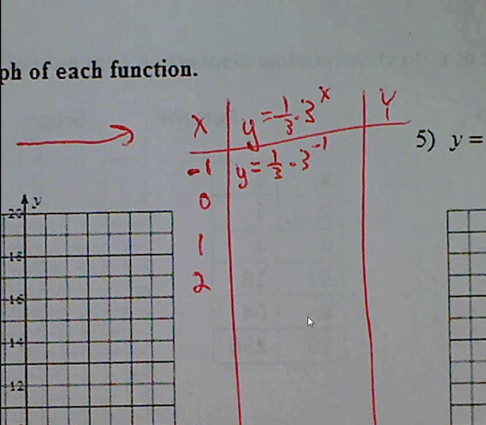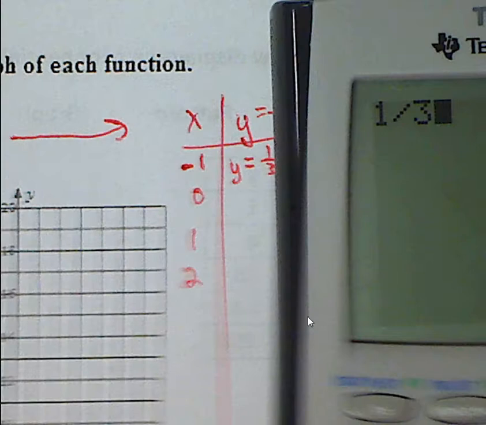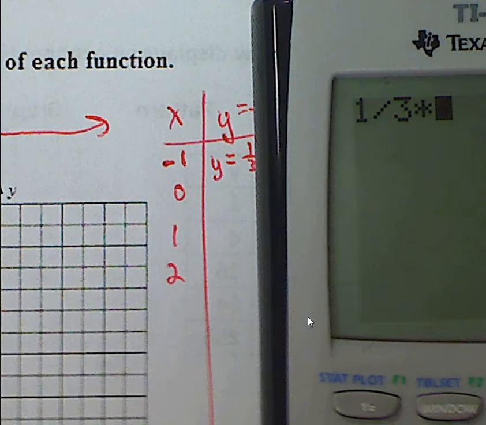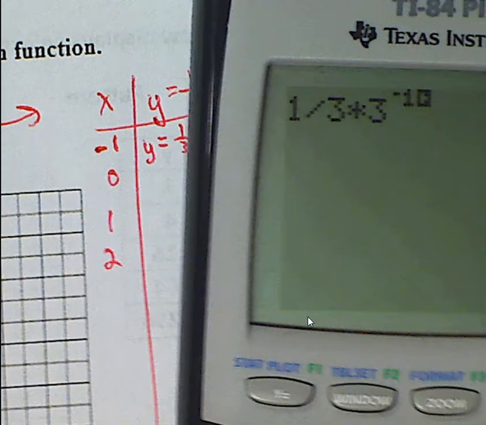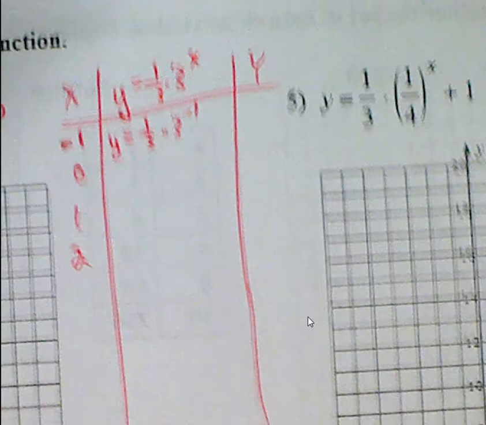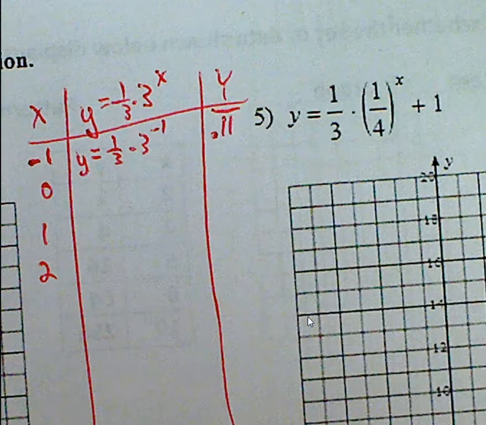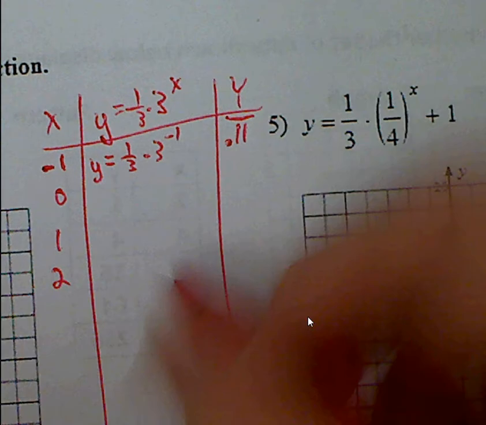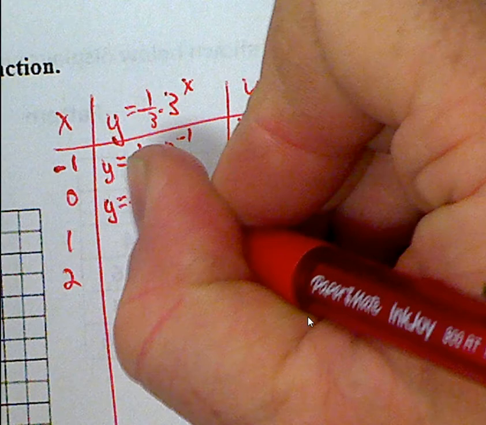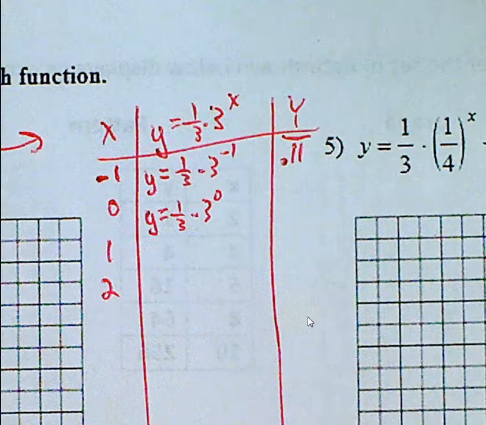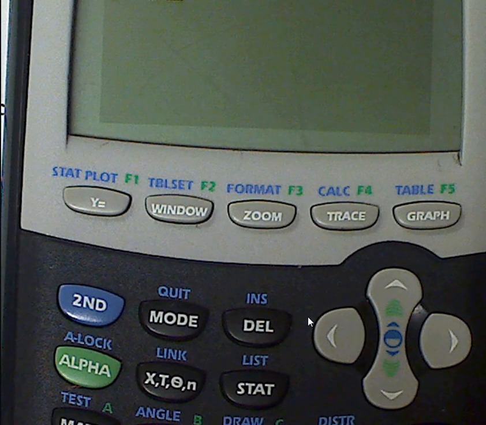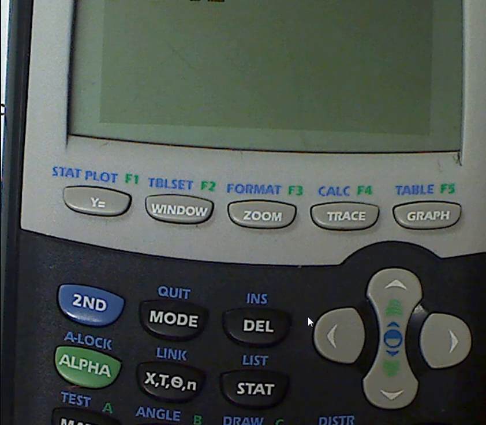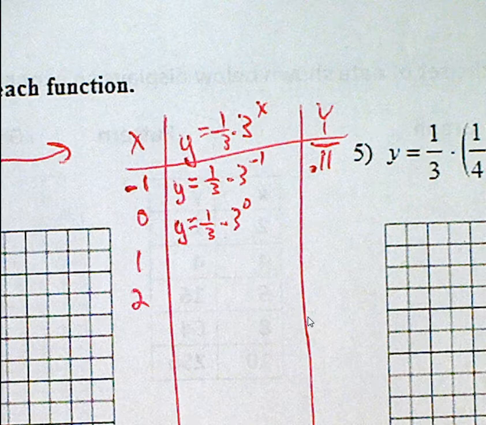So I got 1 divided by 3. So you can see what's happening in my calculator. 1 divided by 3 times 3 raised to the negative 1 gives 0.11 repeating. If I plug in 0, y equals 1/3 times 3 raised to the 0. So 1 divided by 3 times 3 raised to the 0 gives me 0.3 repeating.